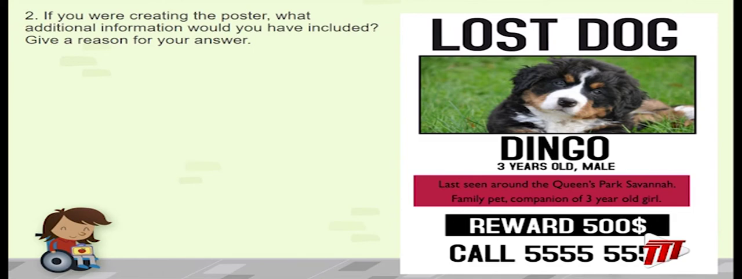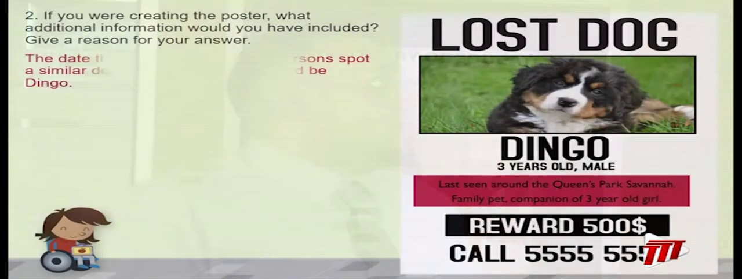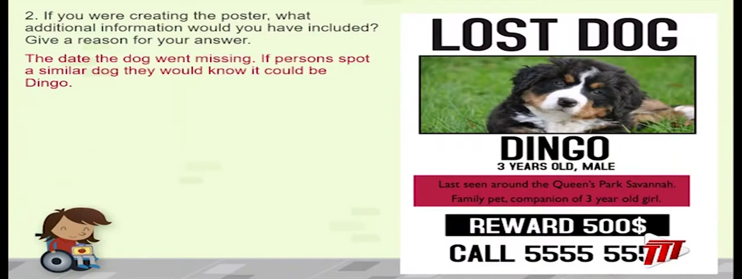Let's take a look at our second question. If you were creating the poster, what additional information would you have included? Give a reason for the answer. So let me ask you to put yourself in the shoes of someone who wants to look for this dog, who wants to help this 3-year-old child find their beloved pet Dingo. What additional information would you need to find the dog? Well, the date the dog went missing would be useful. So if persons spot a similar dog, they would know that it could be Dingo.